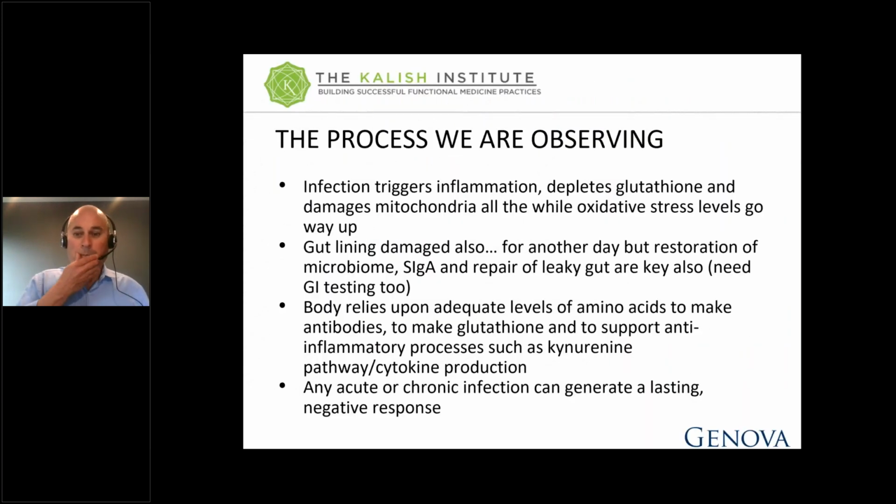Okay, to the point at hand. This is the process we are observing. I already said this once, but I'm going to say it again because this is the main point. You get an infection, it triggers inflammation, that depletes your glutathione. Okay, we're following that, right? And then it damages the mitochondria. Why? Because the glutathione is protecting the mitochondria. That's one of the main things that the glutathione does.